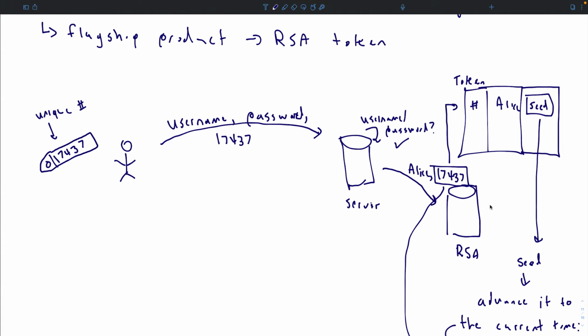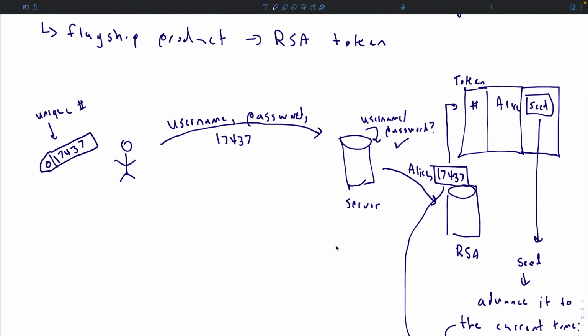So what it will do is it will talk to RSA and say, okay, Alice is trying to log in, her username and password are correct, but I'm not sure about this number. So here's the serial number of her token, can you tell me whether or not this is the number that should be displayed on her screen at this particular time? And then that server will say yes or no. If it's yes, then you log her in. If it's no, then you don't log her in.